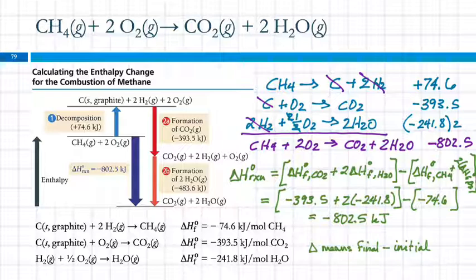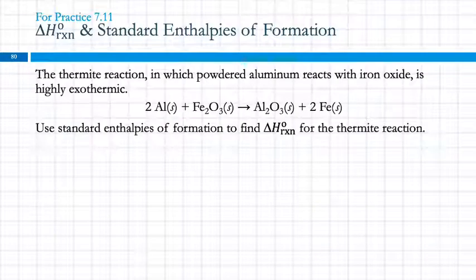Okay, so let's do another example, a real one. The thermite reaction in which powdered aluminum reacts with iron oxide is highly exothermic. Use standard enthalpies of formation to find the standard heat of reaction for the thermite reaction. So we're just going to use the heats of formation. We're not going to write out all the equations and add them together.